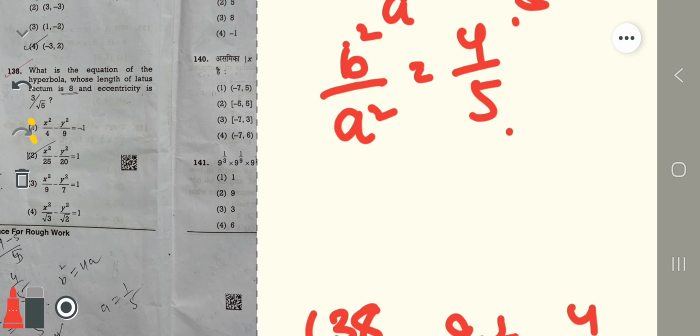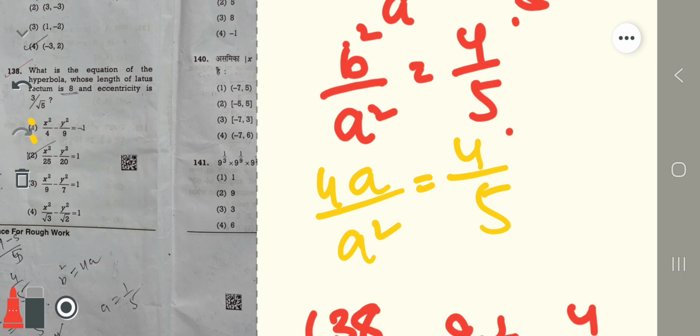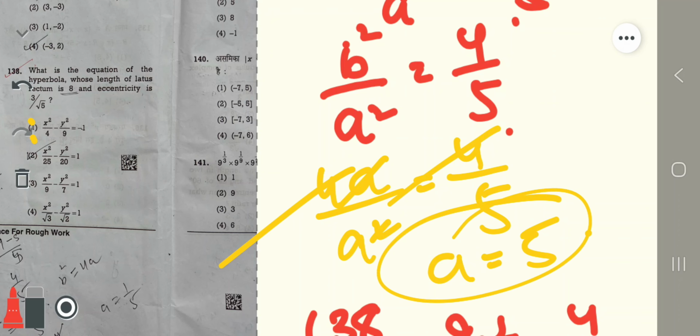And from the length of latus rectum, we have found the value of b square, which was 4a. So 4a by a square equals 4 by 5. a से a कैंसिल हो जाएगा, तो यहाँ से 4 से कैंसिल हो जाएगा. a is 5. And if we check the options, there is only one option which has a 5. a is 5 because a square is 25. So option number 2 will be the correct answer.